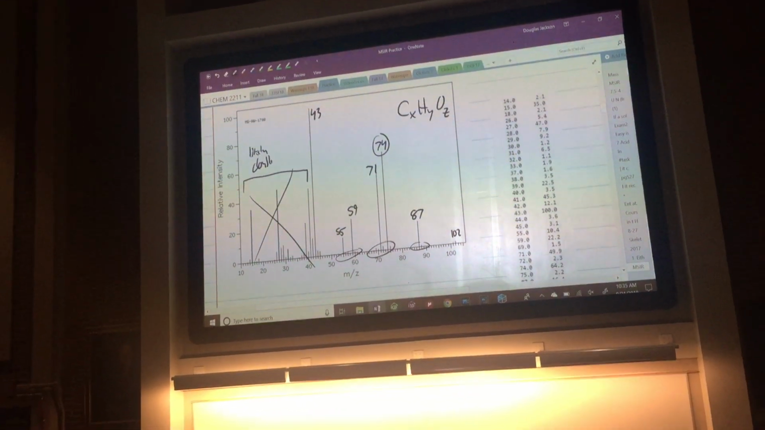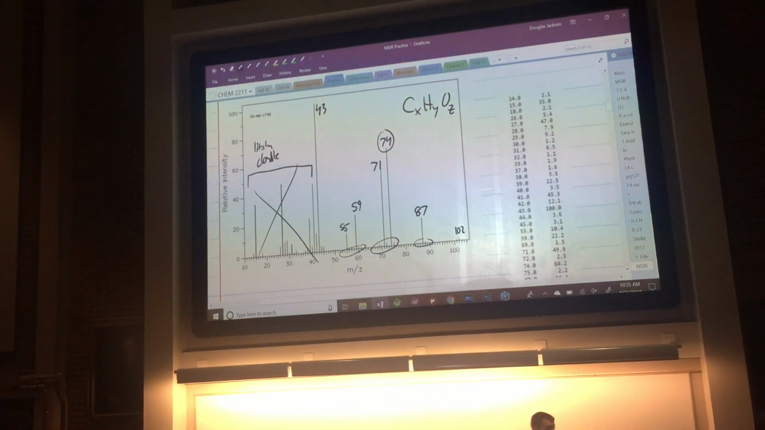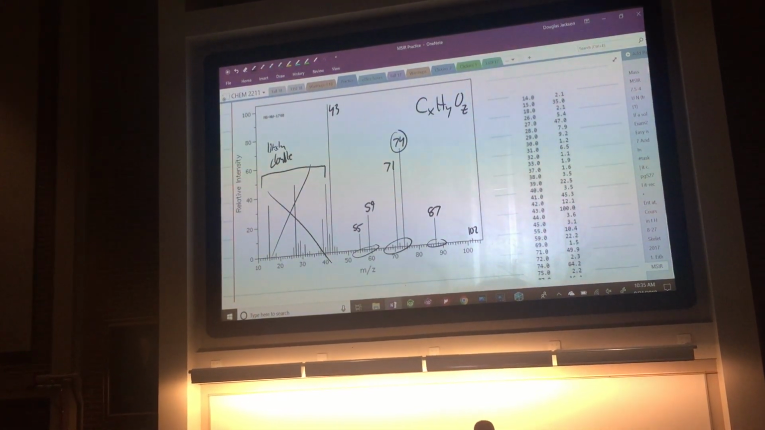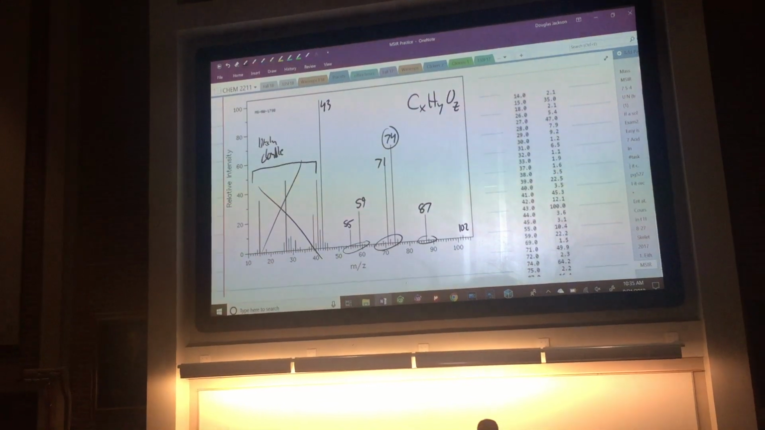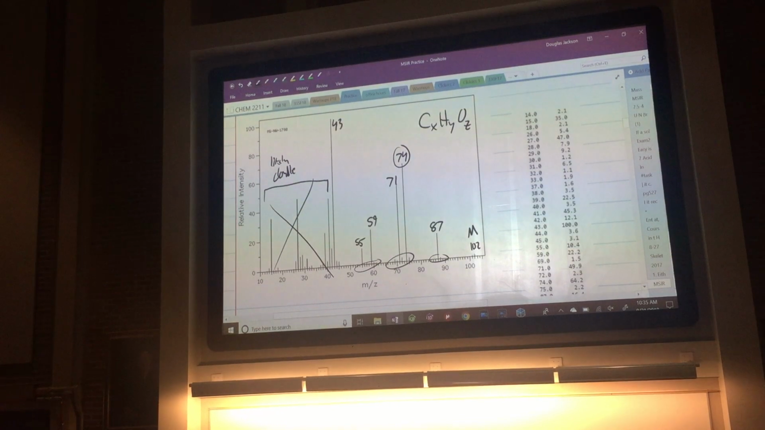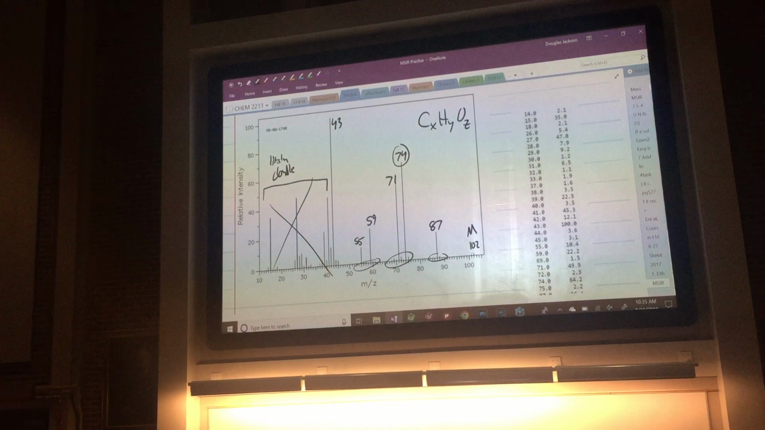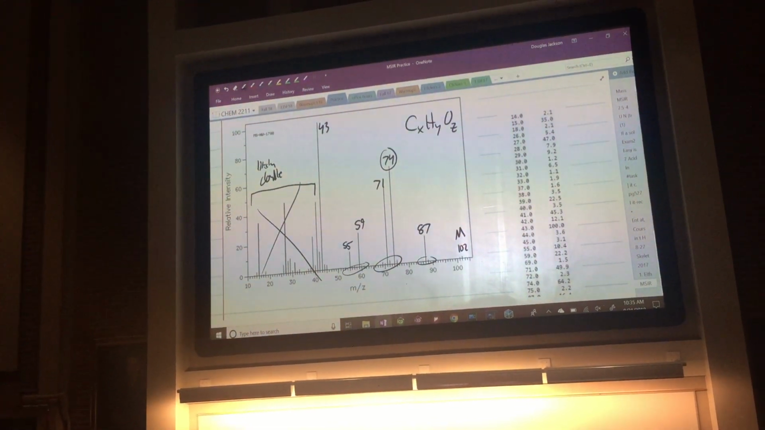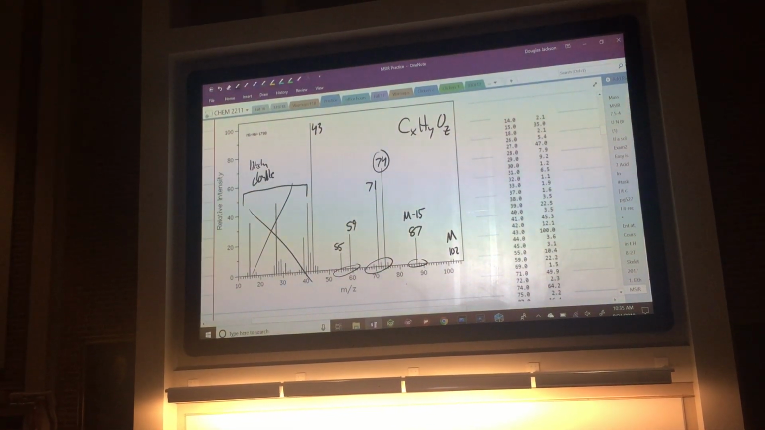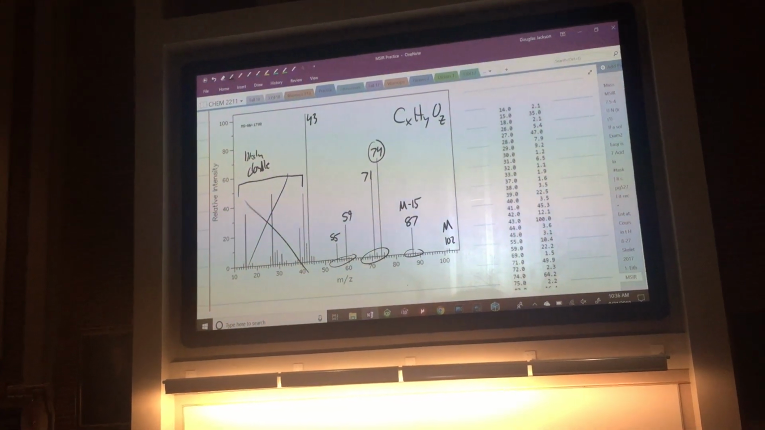This one's probably the hardest one in the packet to me, because of all the different peaks we've got to rationalize for this one. Okay? Now, what we can do at this point is see if our molecular ion makes sense. Okay, 102, it's even, that's a good start. There's no nitrogen if that's the case. And the nitrogen rule makes sense.